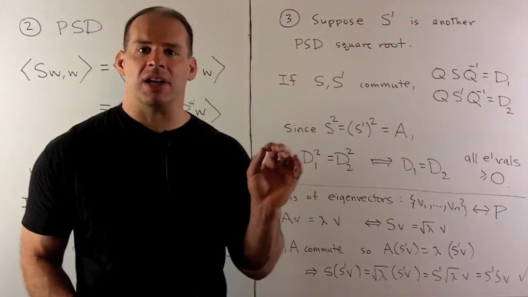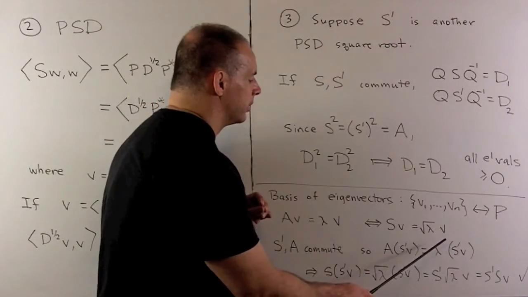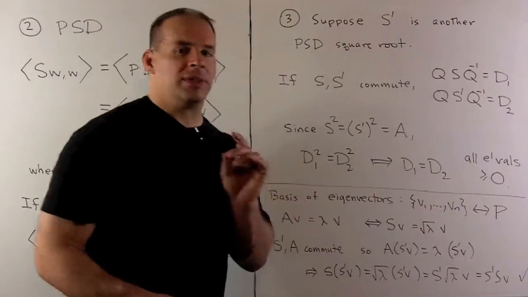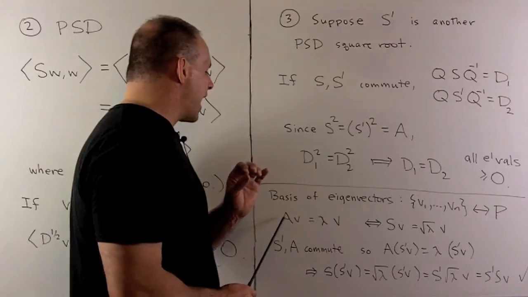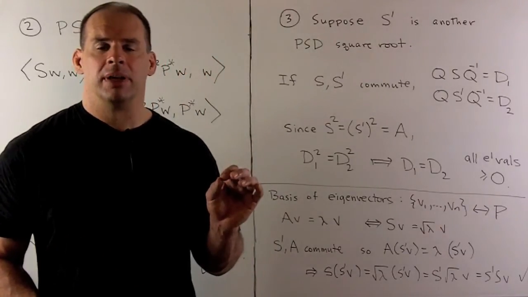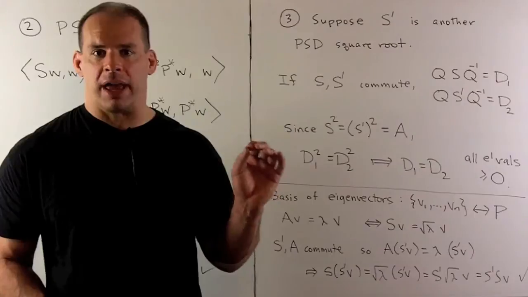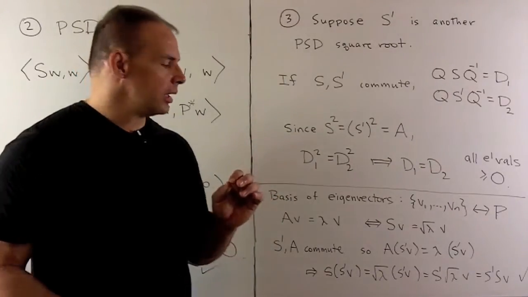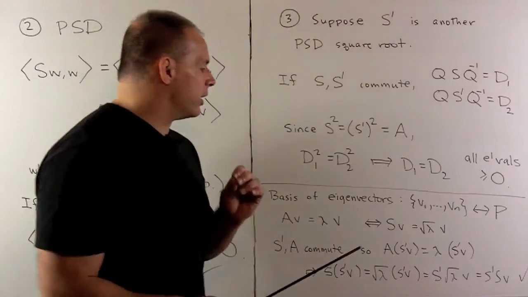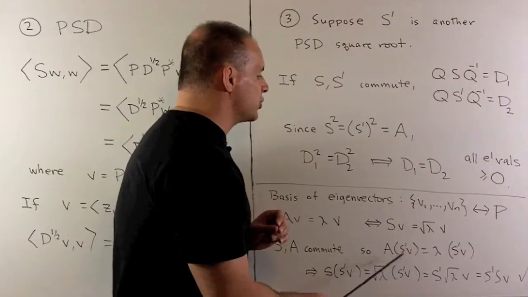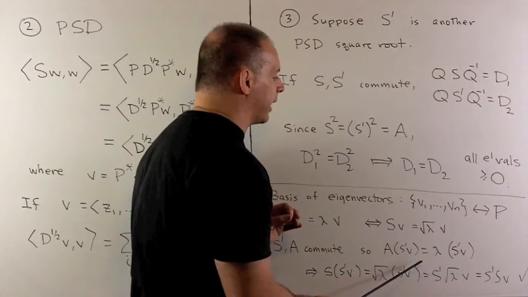Now, we have to show that S and S prime commute. So to do that, we'll go back to the way that we defined our S. If you take a look at that, the way we defined S was by an equivalence. So the idea was, if V is an eigenvector for A of eigenvalue lambda, then that meant that V was also an eigenvector for S of eigenvalue square root of lambda, and vice versa. Now, S prime and A commute, since A is just S prime squared. So if I take A times S prime V, that's just going to be lambda times S prime V. We push the A to the inside, it becomes lambda V, and then we pull the lambda back out.